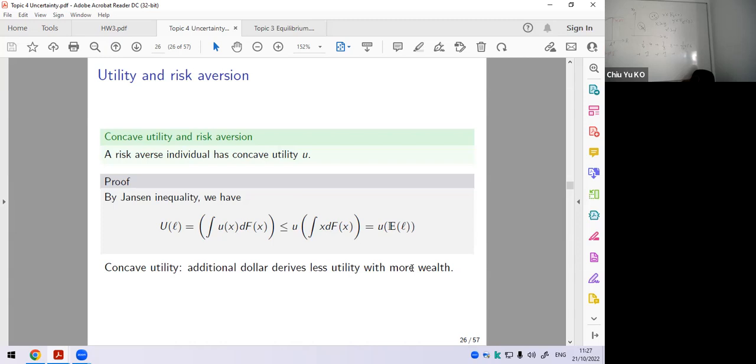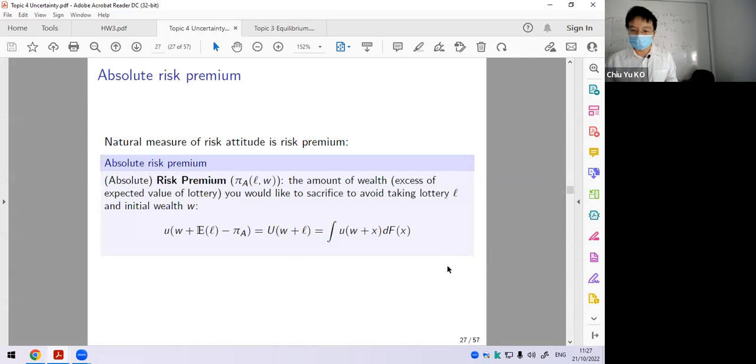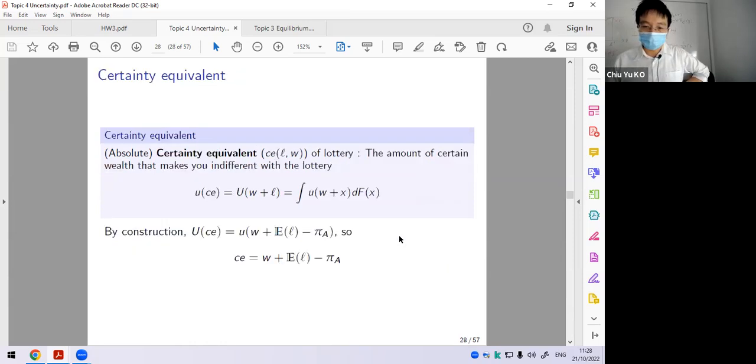So maybe I should define it in this one. And maybe I'll just give a break first. Let's take a break first, and then we'll finish this premium later. This premium.